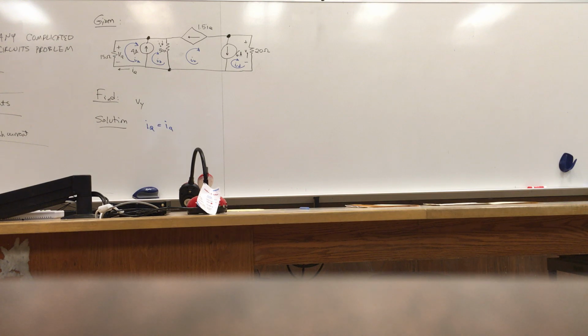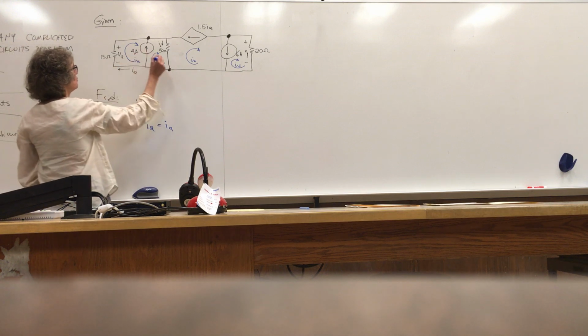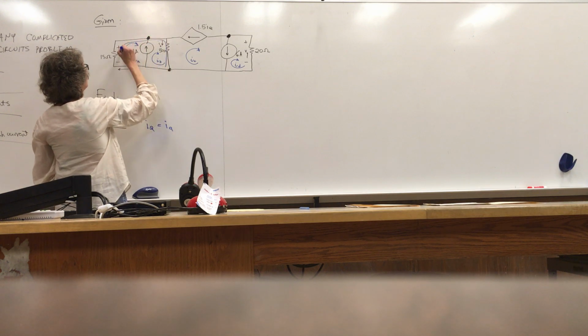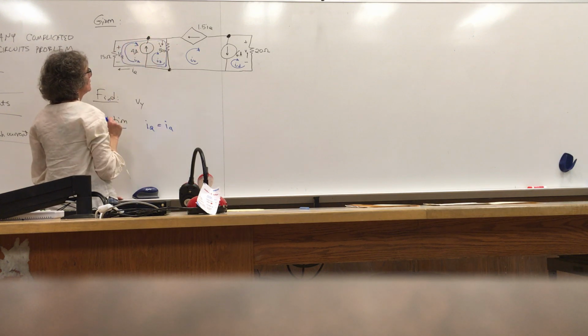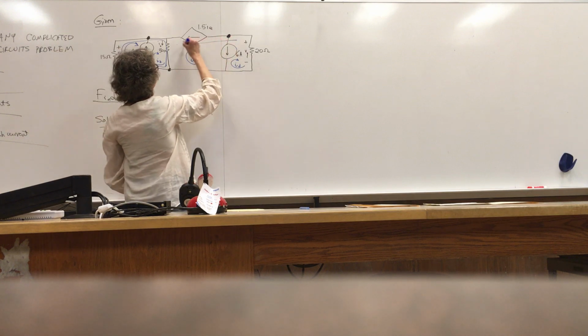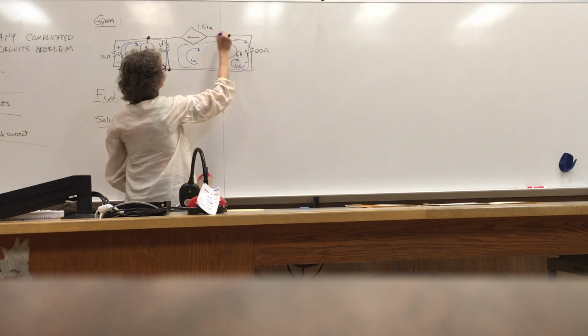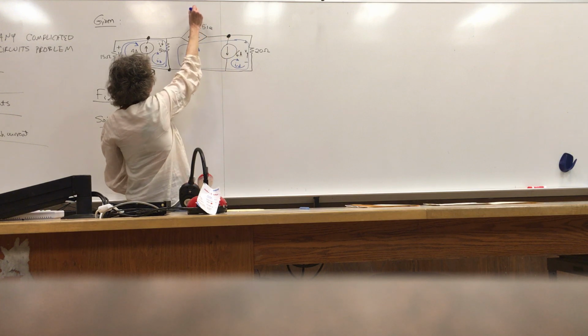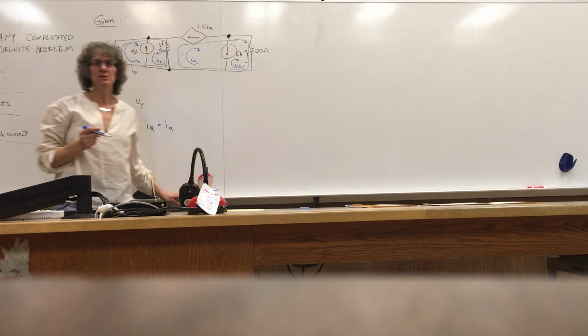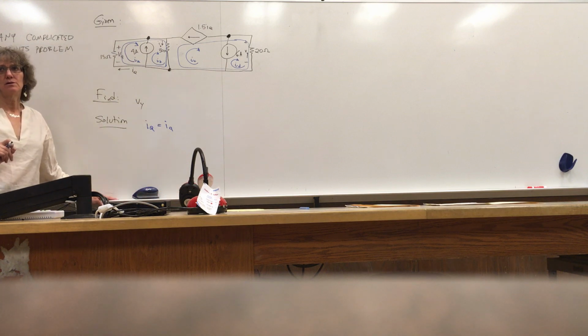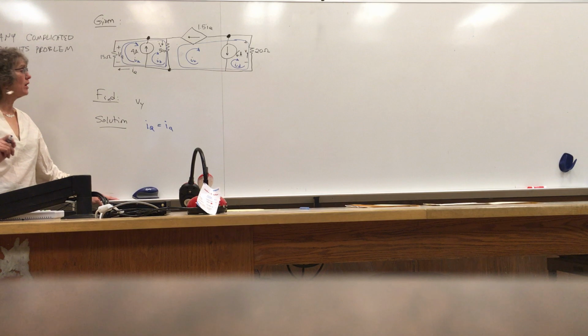Okay, and I'll tell you what the equation is. First let's identify it. Well, remember a super mesh is just any current source with the mesh on either side. So here's a current source, so here's a super mesh right here. And then here's another current source, and so here's another super mesh. Now this one doesn't really have a mesh on the other side, so you don't have to worry about that one. Okay, so we've identified two super meshes. There are two super meshes in this problem.